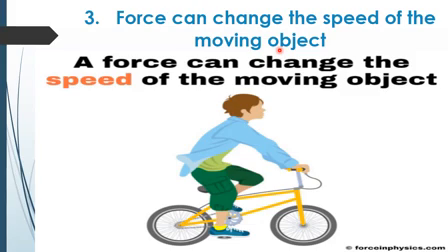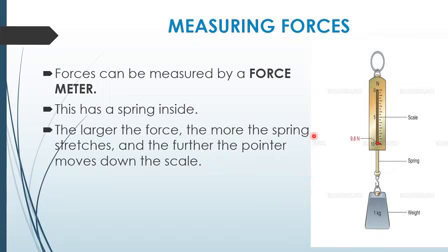The next is that a force can change the speed of a moving object. This is the most interesting one. Yes, a force can change the speed of a moving object. For example, someone is riding a bicycle. If you exert more force on the pedals, the cycle will move more quickly, which means that the force has caused the change in the speed of the bicycle, which shows that speed can be reduced or increased by the influence of the force.